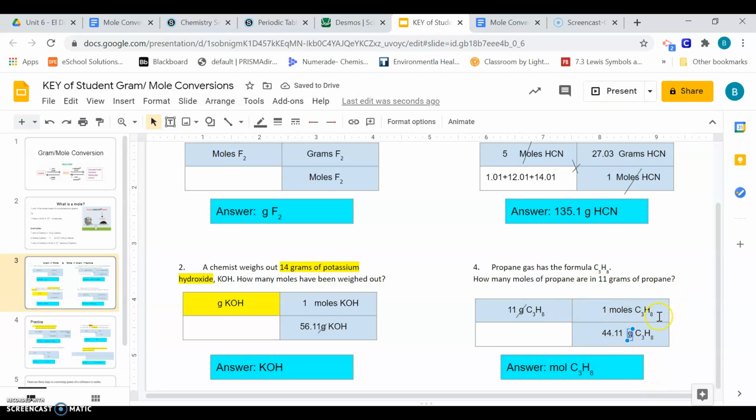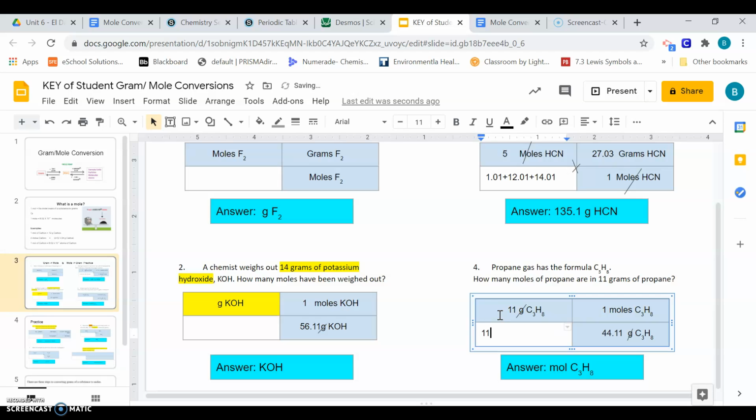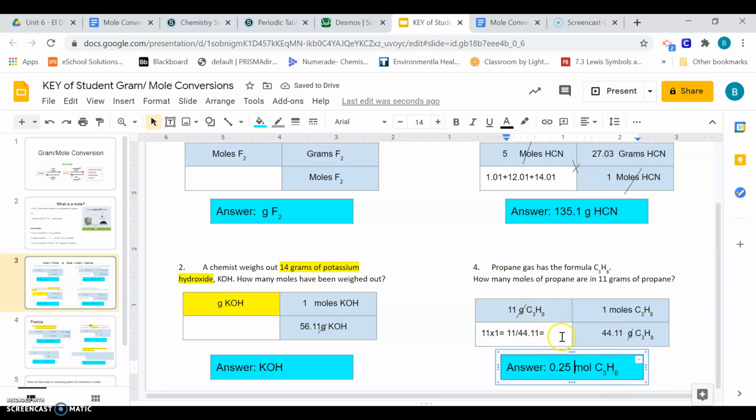So we're going to do multiply and then divide. Multiply the top, 11 times 1, that is 11, divided by 44.11. So you have 11 times 1, that's going to equal 11. You're going to divide it by the bottom to get your final answer. So our final answer for number 4 is going to be 0.25 moles of methane.